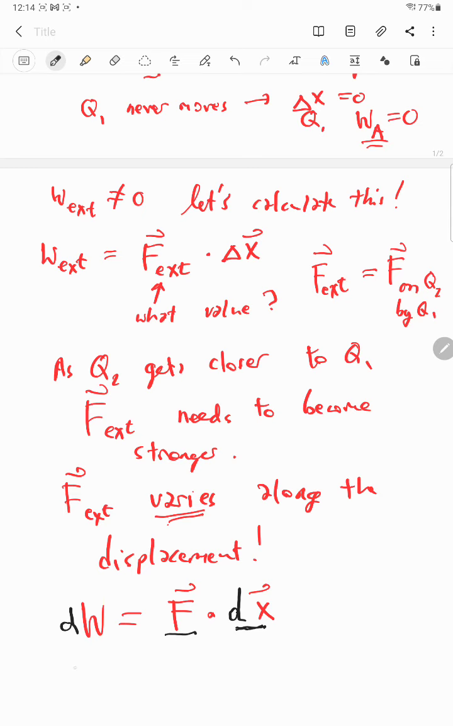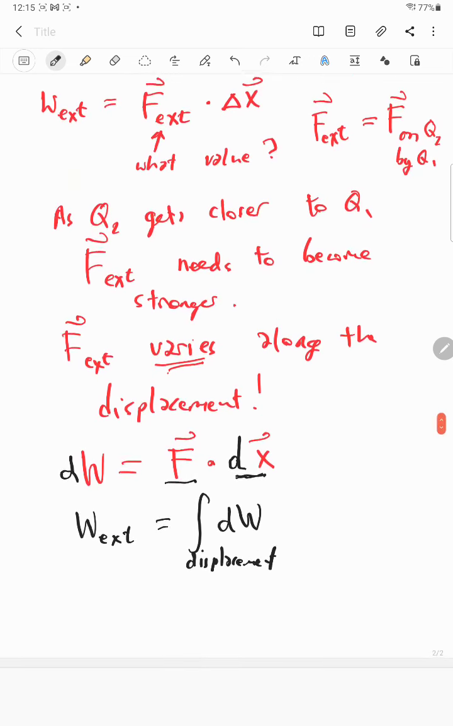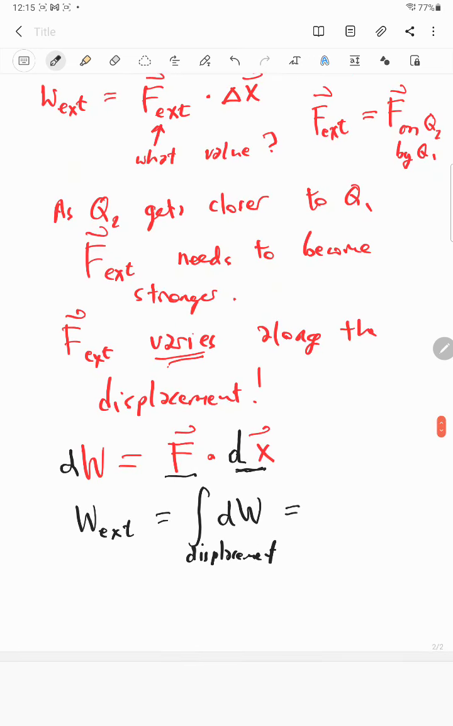And in order to know the total work done by our external force, we just need to add up all of the small efforts. We have to add up all the small amounts of work done along the full displacement, right? And so what this looks like, if these are the small amounts of work done, they're F dot dx's, we need to do this.